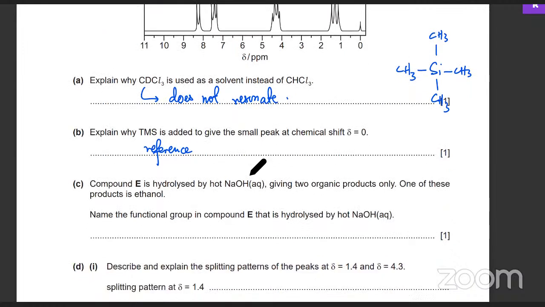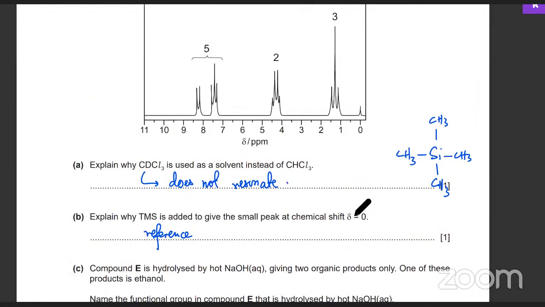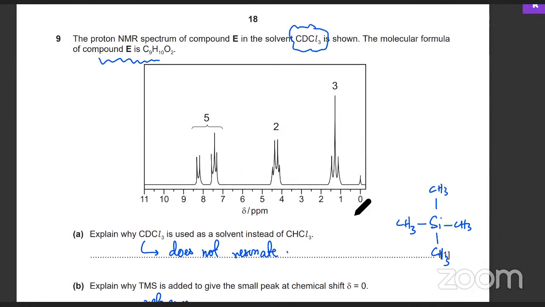Now, compound E is hydrolyzed by hot NaOH, giving 2 organic products. Only one of these products is ethanol. Name the functional group in compound E that is hydrolyzed by hot NaOH. So there's alkaline hydrolysis happening. So you have to figure out what the functional group is. Can anyone tell me what it breaks down into?